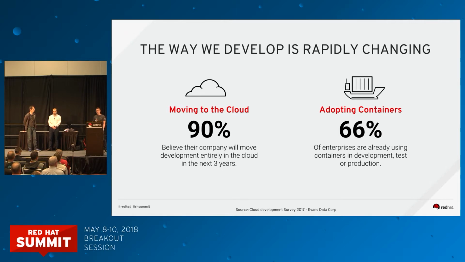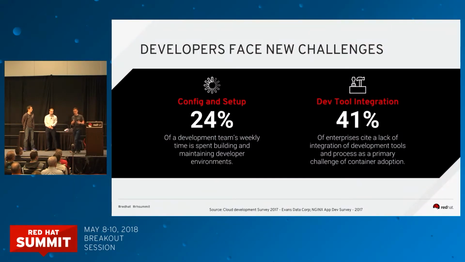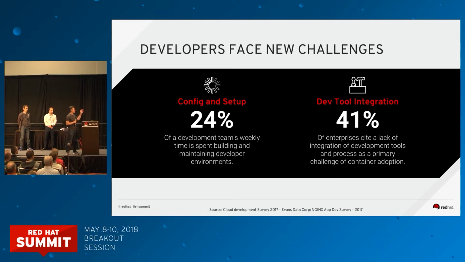According to the survey, 90% of folks surveyed believed that their development tools would move to the cloud. Now, the cloud in this sense wasn't just public SaaS. It also meant things like OpenShift on-prem, a self-service, centrally hosted system. And 66% are, of course, adopting containers, and I assume that's not a surprise to anybody who's here, because if it was a surprise, you probably wouldn't be here. But with that come a lot of new challenges. Anytime there's change, there's going to be challenges.